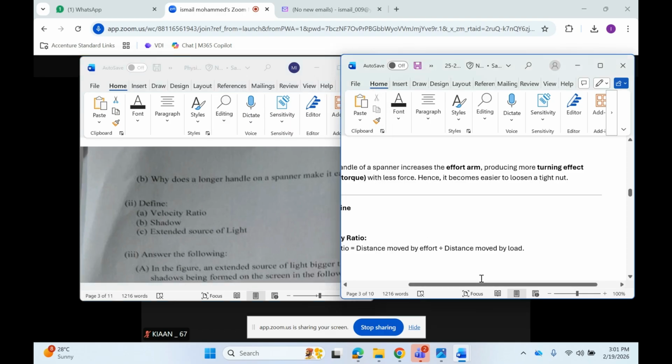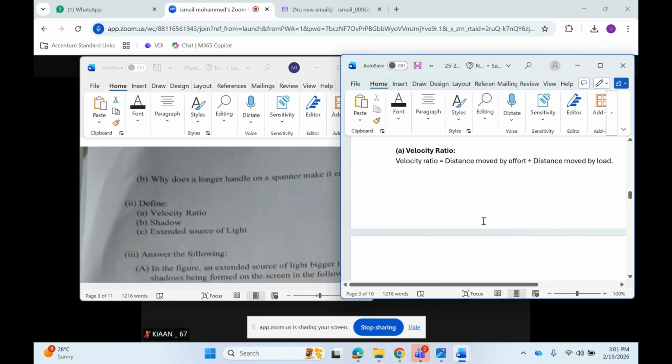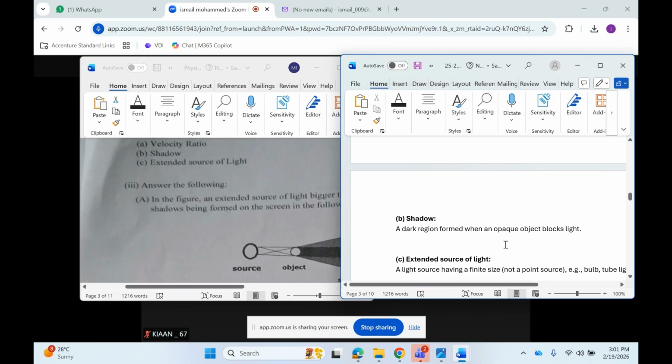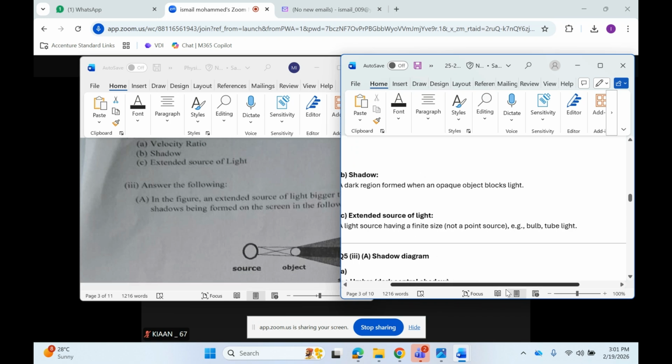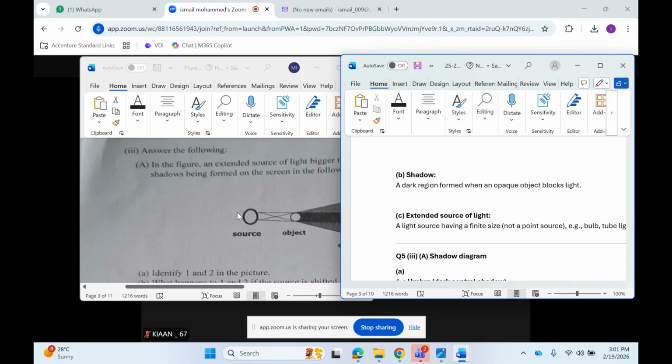Velocity ratio is the ratio of effort arm to load arm, or the distance moved by effort divided by the distance moved by load. A shadow is a dark region formed when an opaque object blocks light. An extended source of light is a light source having a finite size, not a point source, for example a tube light or bulb. A point source is a very small source of light.